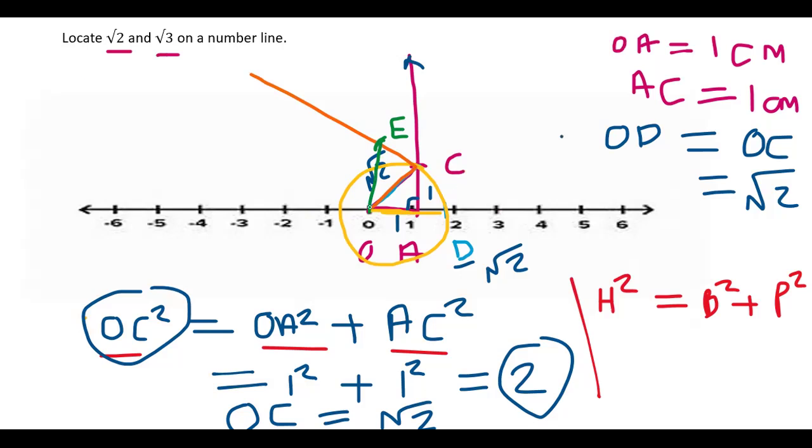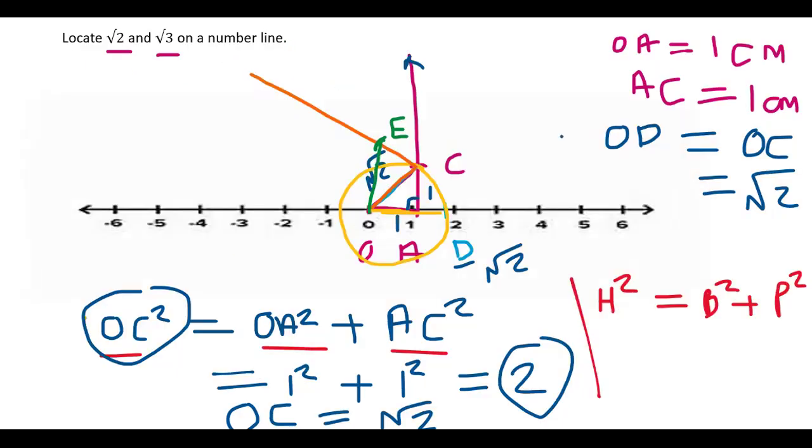Now, so here as we can see, we will get a triangle OCE. We have got this triangle OCE. So in triangle OCE, we can see again we have an angle of 90 degrees. This angle OCE is 90 degrees.